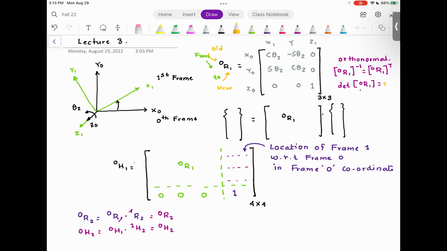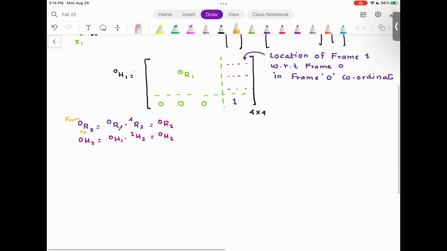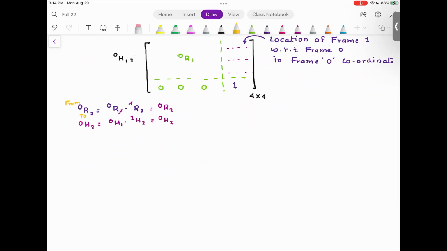Everyone understood? Yeah. So when you say 0R2, it means the position of some point in the second frame with respect to the same point in the 0th frame. So I'm going from the 0th frame to the second frame. Yes, and bear with me for a second, I would show it to you with an example.